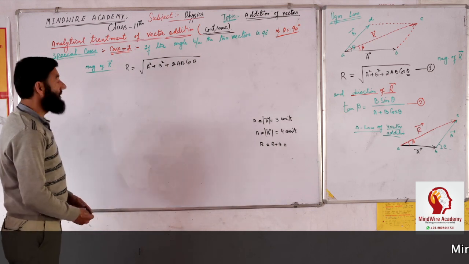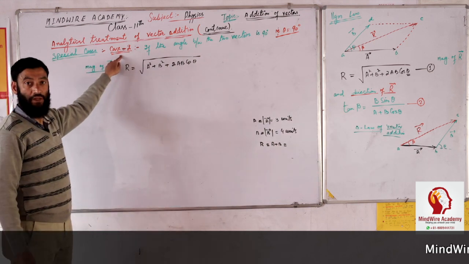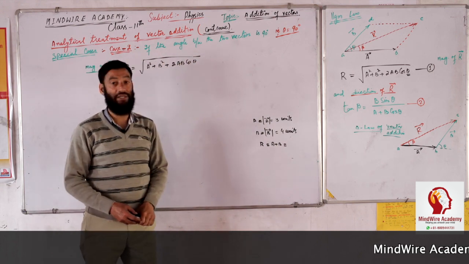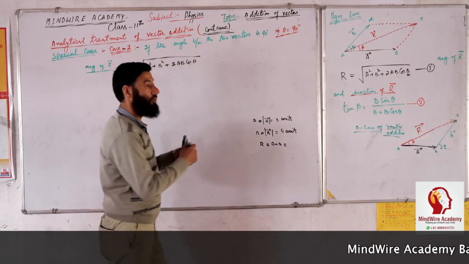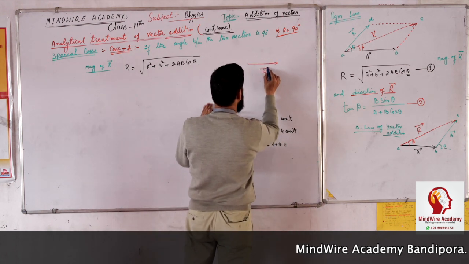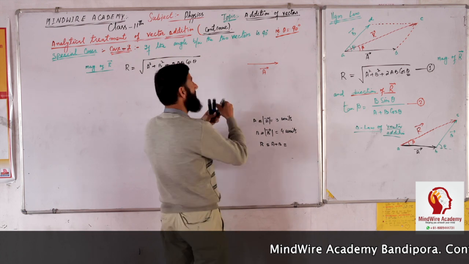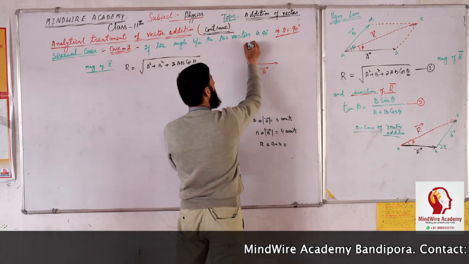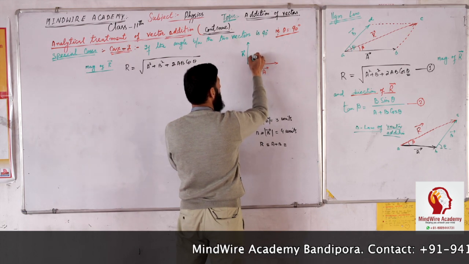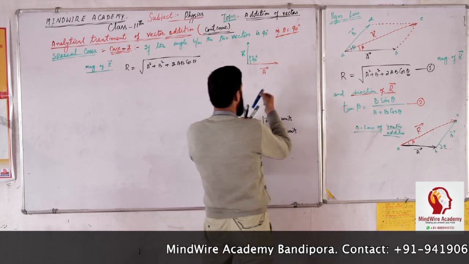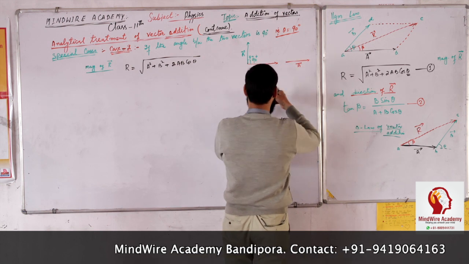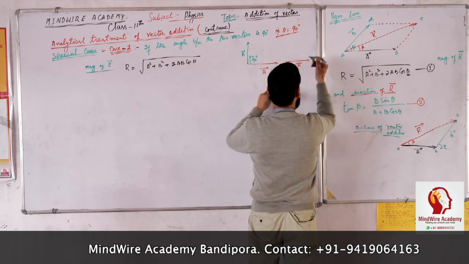Dear students, this is the case second. If the angle between the two vectors is 90 degree, that means if vector A is in this direction, it's vector A, and vector B is either in this direction such that the angle between the two is 90 degree, theta equal to 90 degree, or if this is vector A, then this is the vector B.